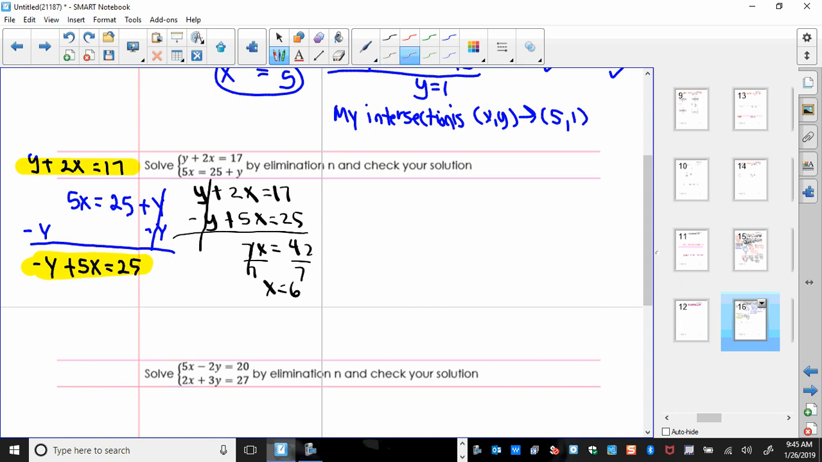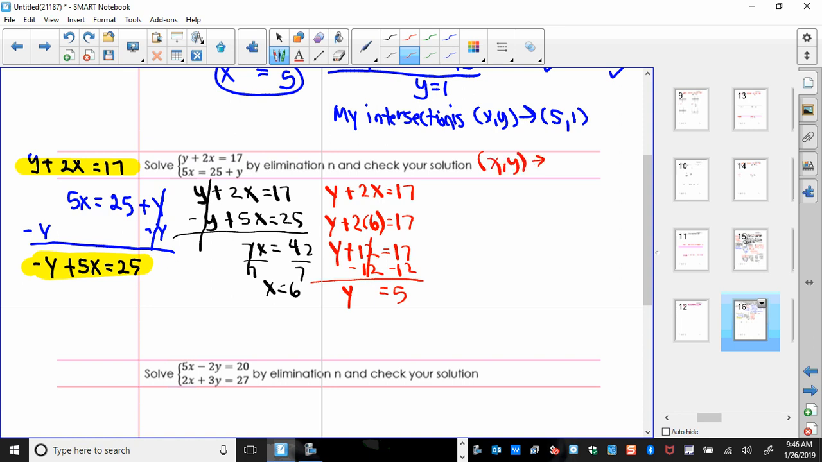Now I need y. So I'm going to use my first equation. Y plus 2x equals 17. X is 6, so y plus 2 times 6 equals 17. That's y plus 12 equals 17. Subtract 12 on both sides. And y equals 5. And now I want to check, does x comma y map onto 6 comma 5?